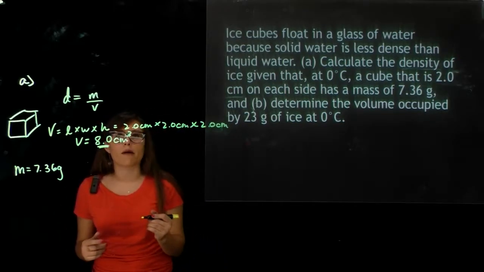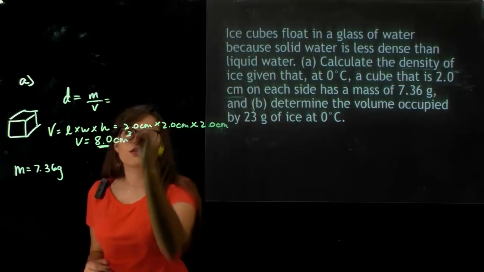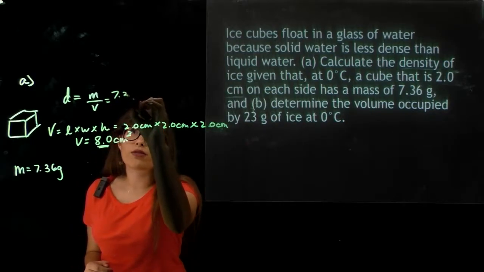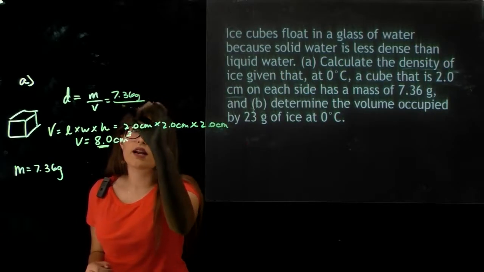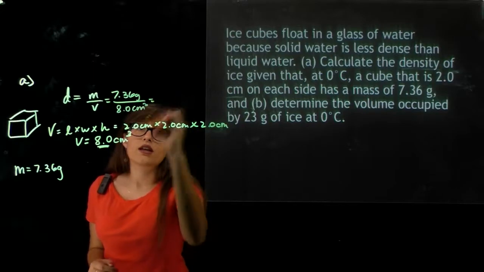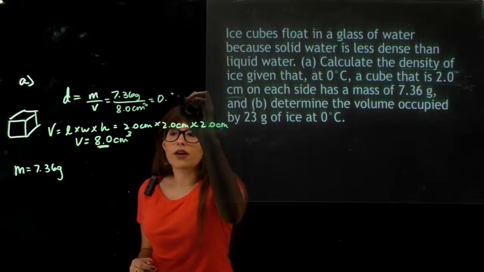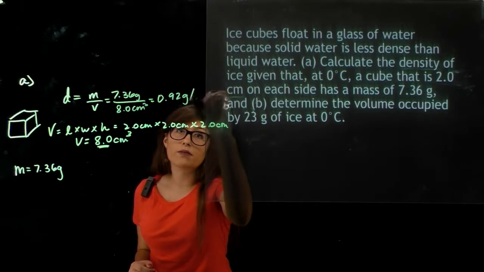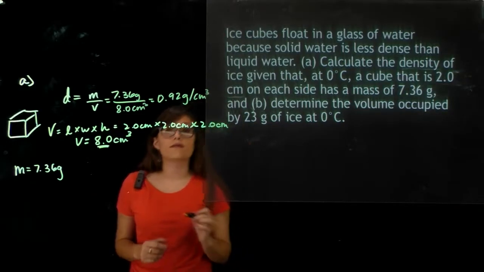Well, once we have our volume and our mass, we can then plug it back into this equation where 7.36 grams is our mass and our volume is 8.0 centimeters cubed. This ends up equating to 0.92 grams per centimeter cubed.